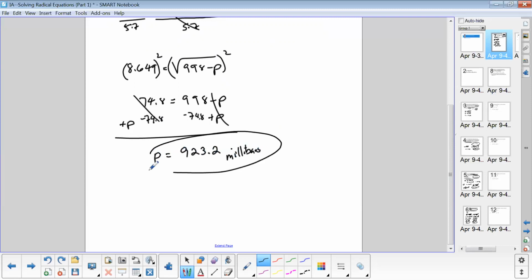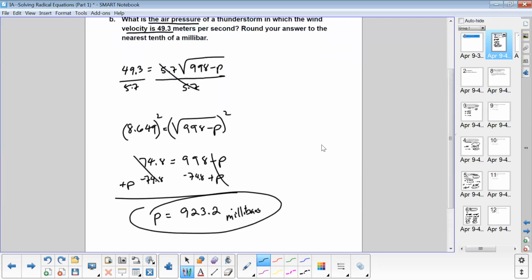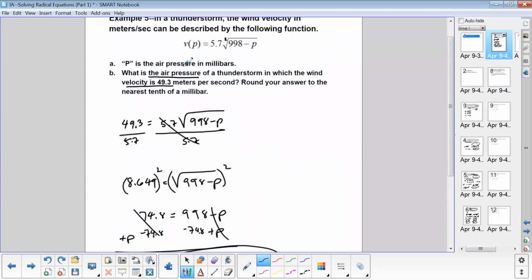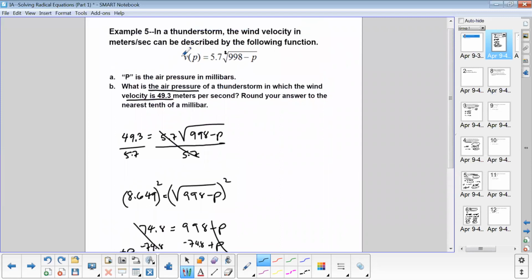millibars as part of this formula. P representing air pressure in millibars for this function in regard to velocity of a thunderstorm.